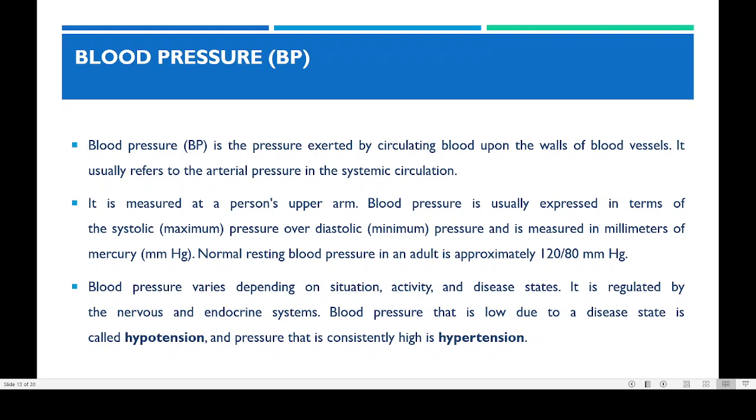So this is regarding blood pressure. Blood pressure is normally indicated as 120/80. 120 is the maximum pressure. What is systolic pressure? There is a term called systolic pressure. I will show that also. This is how the systolic pressure takes place.